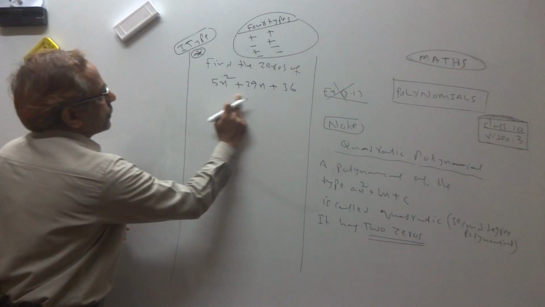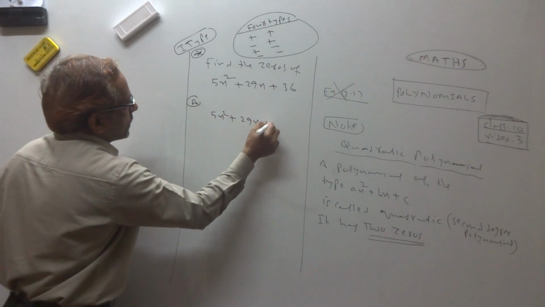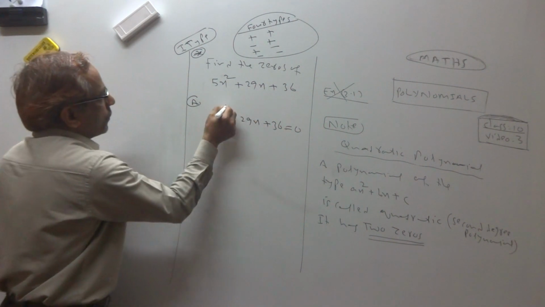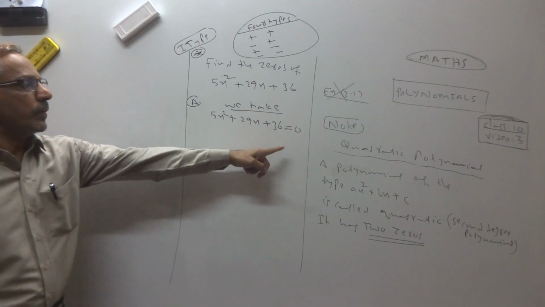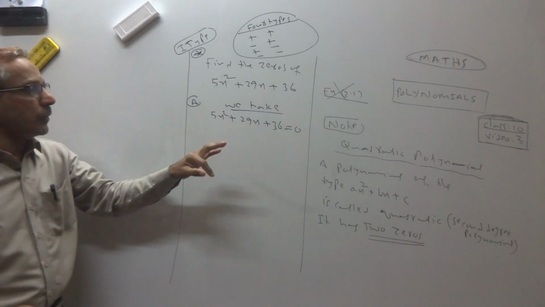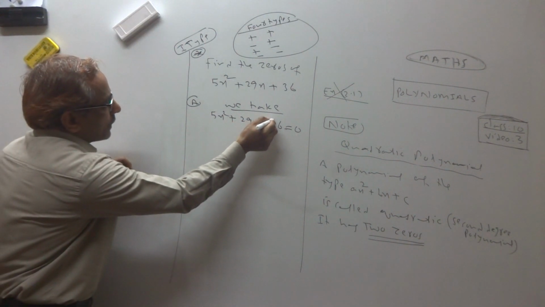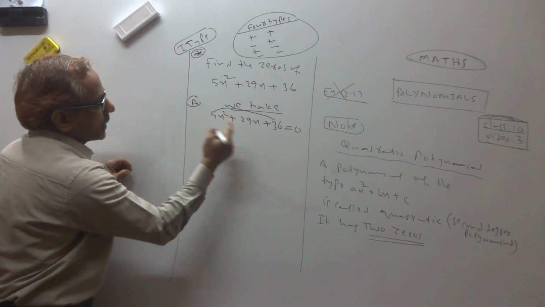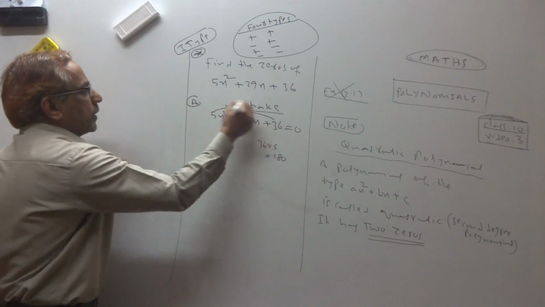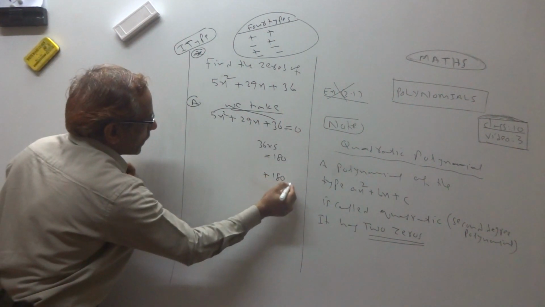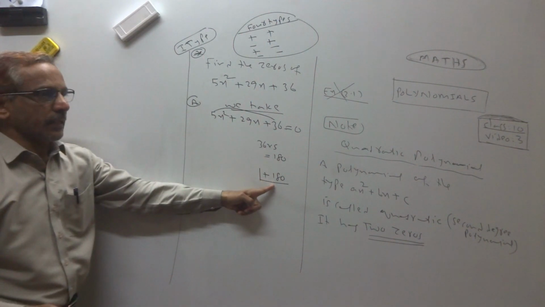So please see the system, how to find the zeros of a quadratic polynomial. First we take this equal to 0. Why? Because we have to find out its zeros, no? So that's why you take this equal to 0 first. Then please see the method. We always multiply first and last. Multiply 36 into 5. What is 36 into 5? 180. So write like this, plus 180. What is the last sign? Plus.